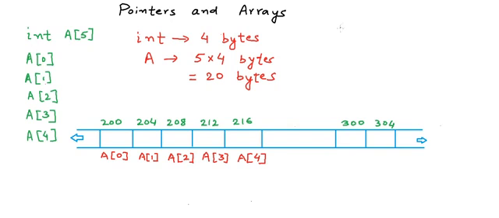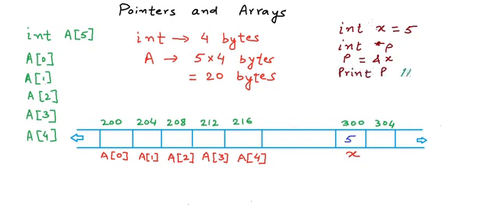Let's say apart from this integer array A, I have an integer variable x and its value is 5, and let's say x is located at address 300. Now let's say I have a pointer to integer p, and in p I store the address of x. If we print p, then the value in p would be 300, so this statement will print 300. And if we dereference p and try to print the value stored in this location, then the value would be 5.